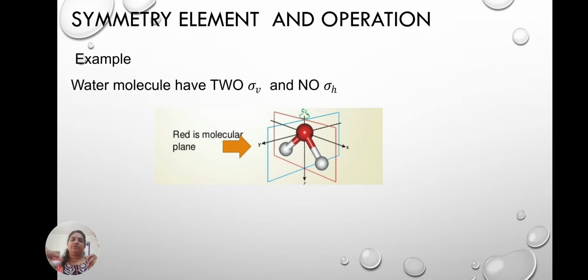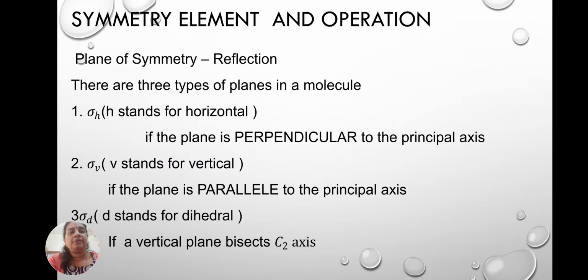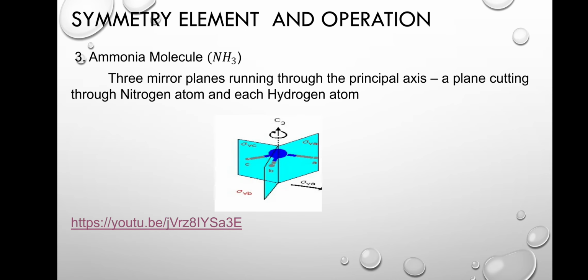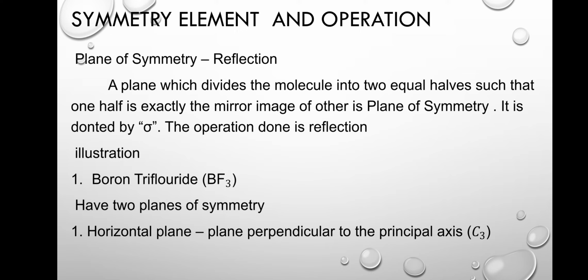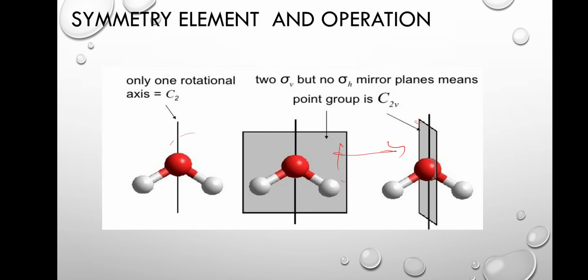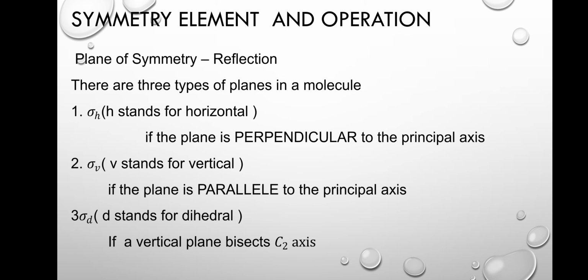So what exactly is a plane of symmetry? It is a plane which divides a molecule into two equal halves such that one half is exactly the mirror image of the other. That is what a plane of symmetry is. And it is of three types: sigma h, sigma v and sigma d. We are going to explain only sigma v and sigma h.